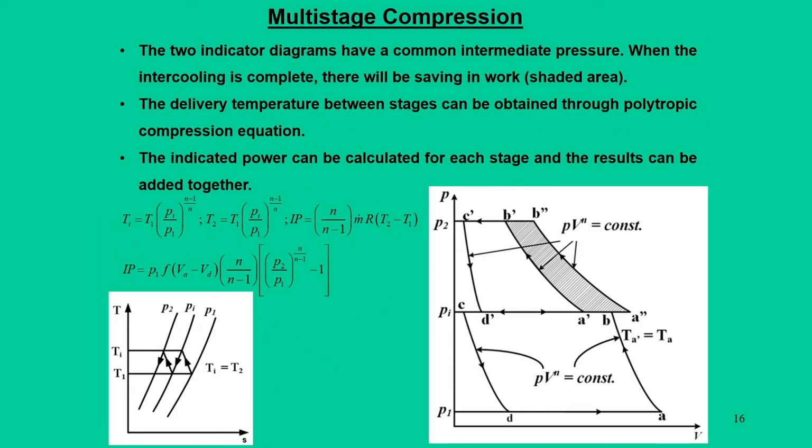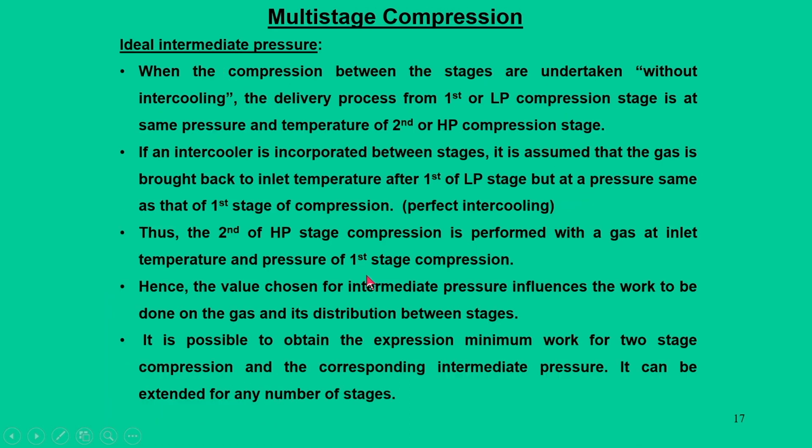If you look at this other version, the temperature entropy diagram, we have pressures P1, P2, and side by side we have the intermediate temperature Ti, which is nothing but T2. From these isentropic equations we can find out the intermediate temperatures, and of course, we can get the indicated power from that expression, and from this we will have a saving of work, which is the shaded area. Now, the question is: what are the ideal conditions for this intermediate pressure?